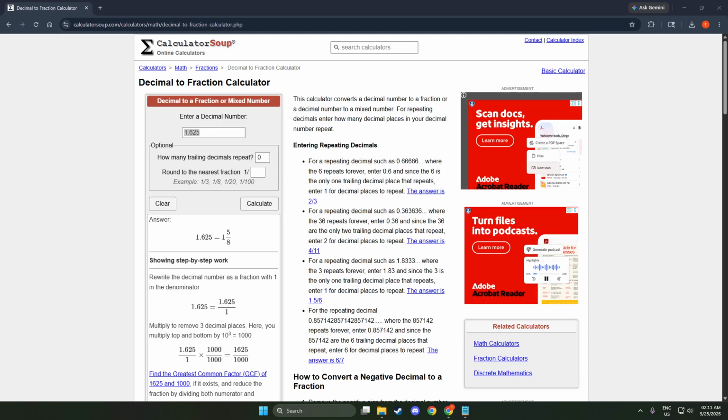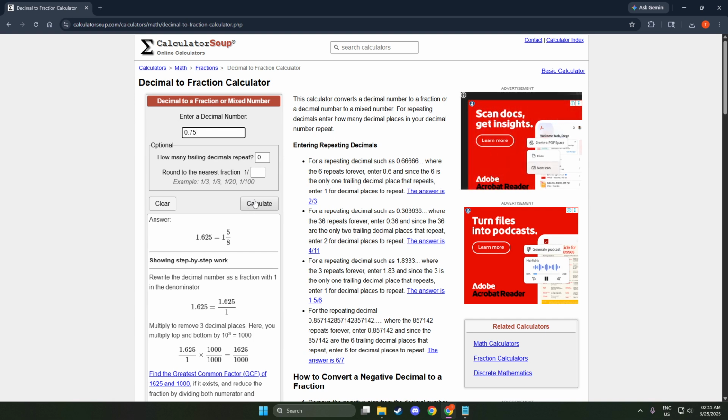the most reliable result. First, enter the decimal. In the input field, type the number exactly as you see it. For example, if you have 0.75, enter 0.75. You can paste numbers directly from a calculator or a spreadsheet, and it works just as well for numbers greater than 1, like 2.5, and for negative values, such as -0.125.